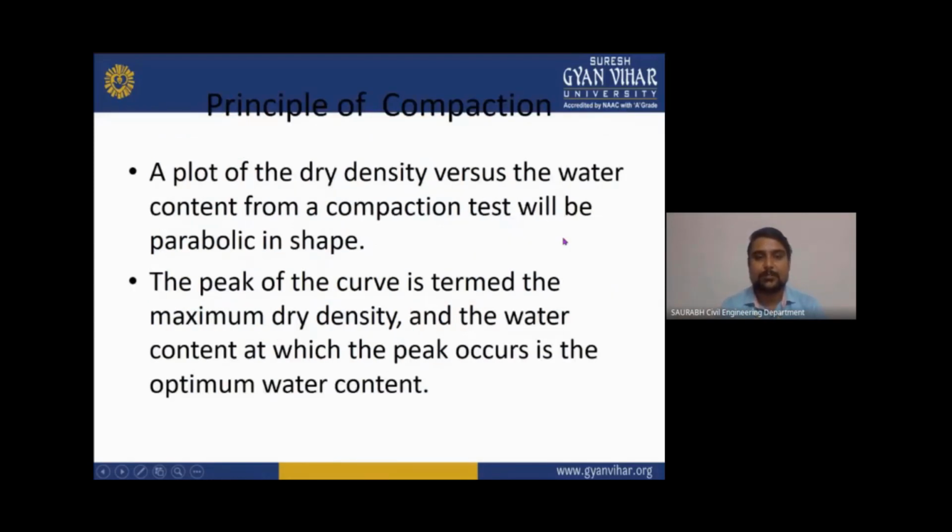Principle of compaction: a plot of dry density versus water content from the compaction test will be parabolic in shape. The peak of the curve is termed the maximum dry density, as I told you, MDD, and the water content at which the peak occurs is the optimum water content, which is known as OWC.